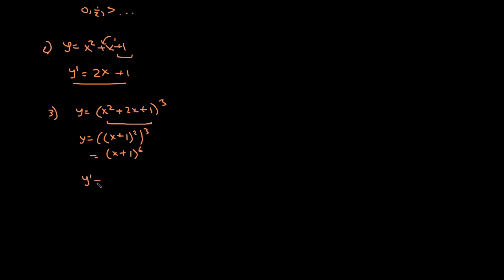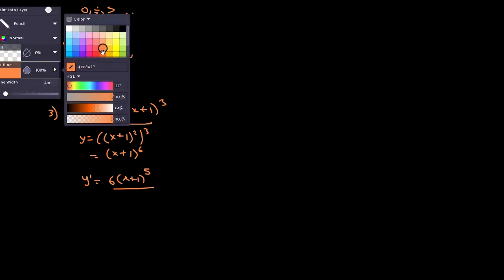And this one's even easier to differentiate. That just becomes 6 times x plus 1 to the 5th, and I can multiply by the derivative of the inside, but that's just 1, so this is the final answer. Alright, so I'll change color really quickly.